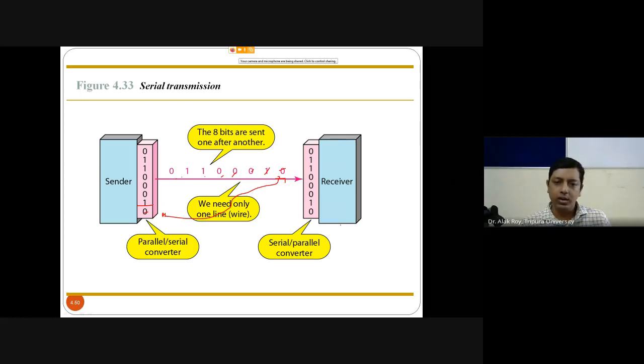We need only one line, where there will be a parallel to serial converter on the sender side that will convert this into serial, and at the receiver side a serial to parallel converter will convert the serial data to parallel, and that will be received by the receiver. That is all about serial transmission.